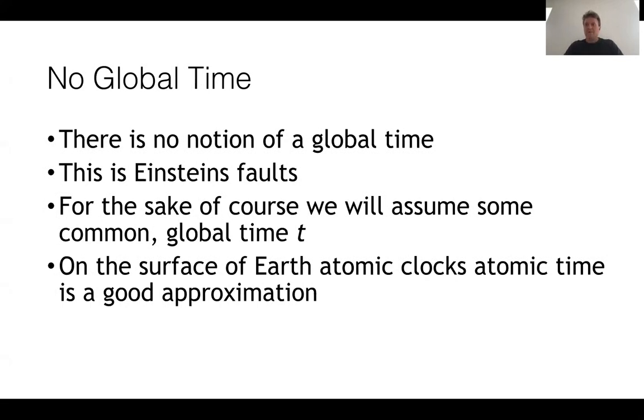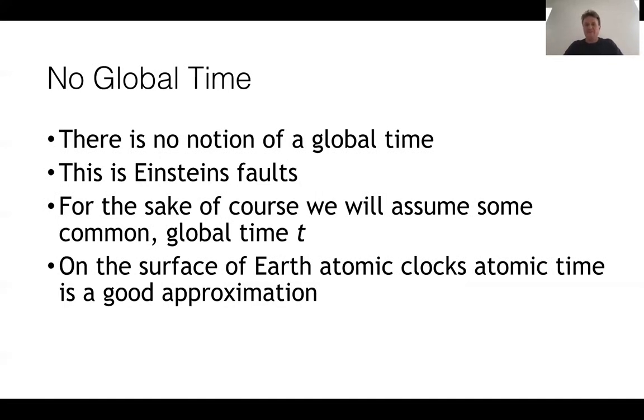However, for the purpose of this course here, assuming that our computations are going on the surface of the planet, we can actually kind of postulate a global time, and I'm going to do that. So I'm going to assume that there is some global time t, and it's the same everywhere at the same time.